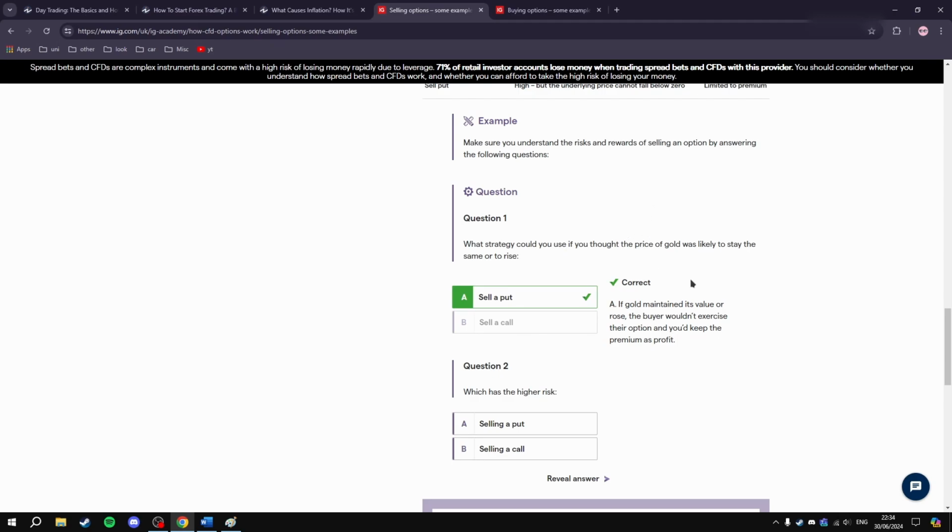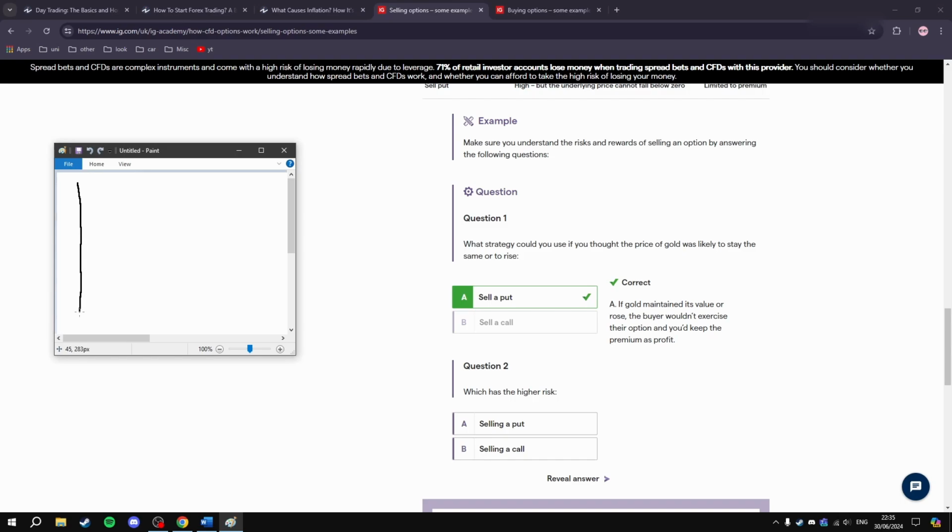So if the gold doesn't drop or increased, the buyer wouldn't exercise the option because they're hoping for it to drop so that they can exercise the option at a price better than the market price. But since it hasn't done that, they won't exercise the option, because there's no point selling gold at a lower price than the current market price. I think I've just confused myself. Did I even say the right thing the first time?